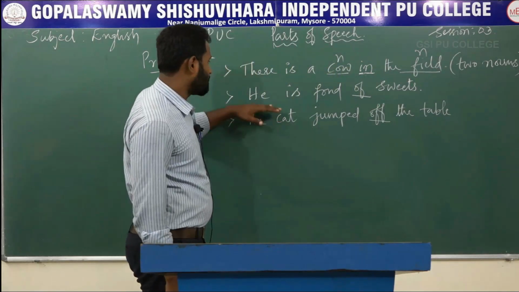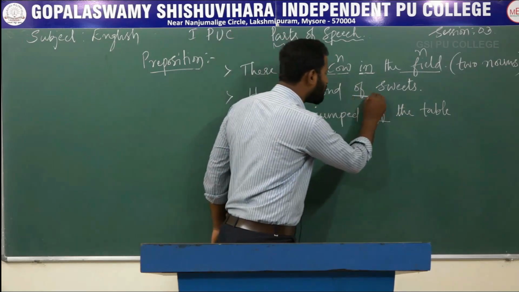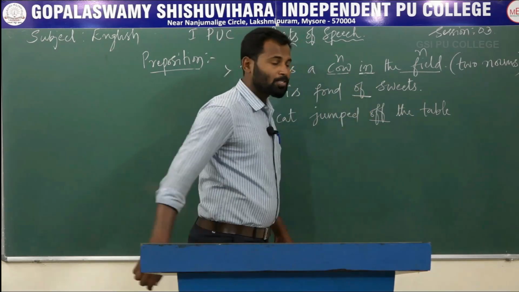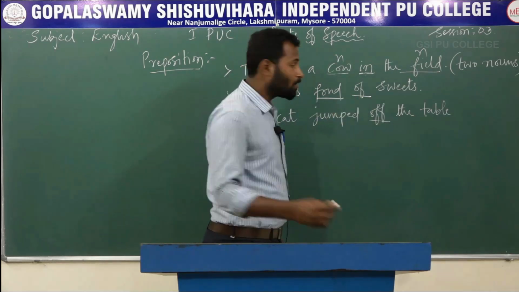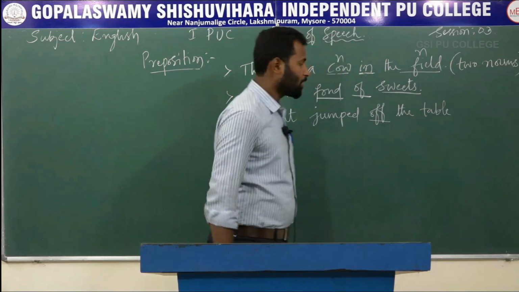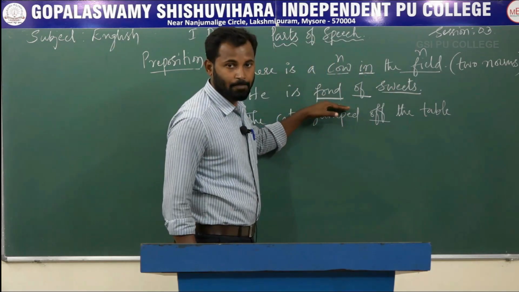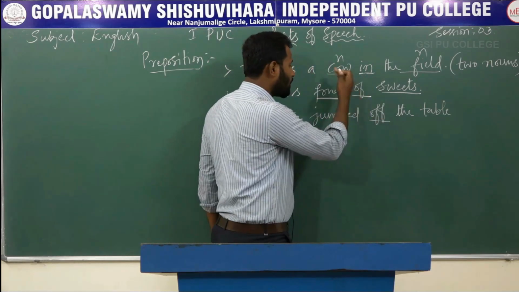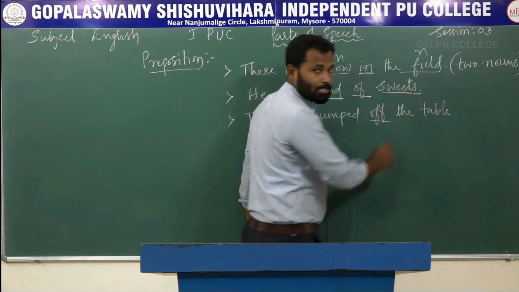In the second example, he is fond of sweets. Here the word of is a preposition. This word of shows the relation between an attribute, fond, and the noun sweets. Here fond is an attribute. It is an epithet. And this word of shows the relation between the attribute fond and the noun sweets.